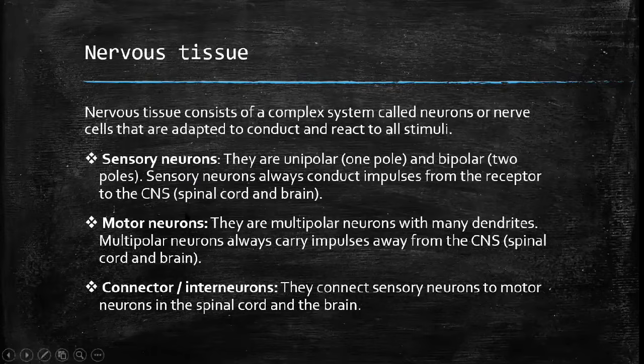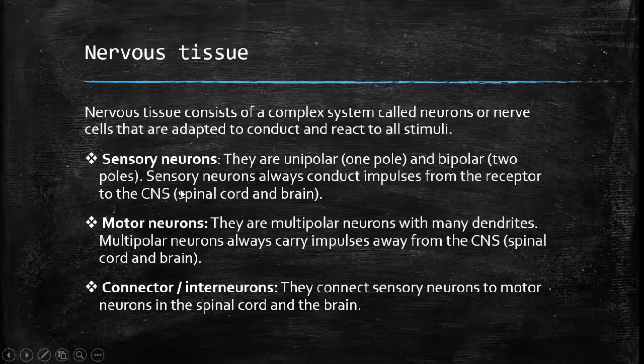And then we have the motor neurons. The motor neurons, they are multipolar, meaning they've got more than two poles. And then these neurons have many dendrites. You're going to see those dendrites when we look at their structures. Now, the multipolar neurons or the motor neurons, they always carry impulses away from the central nervous system, which is the spinal cord and the brain.